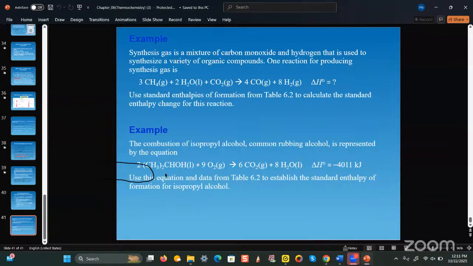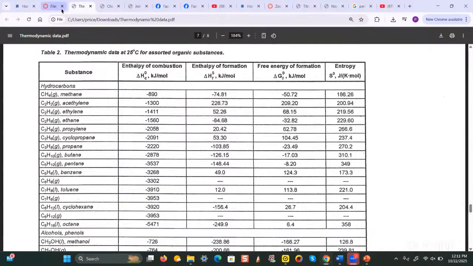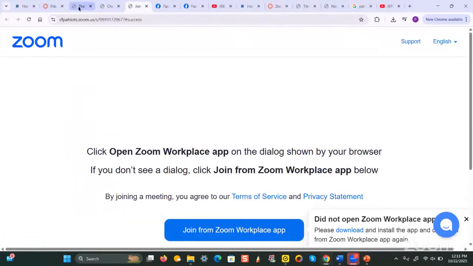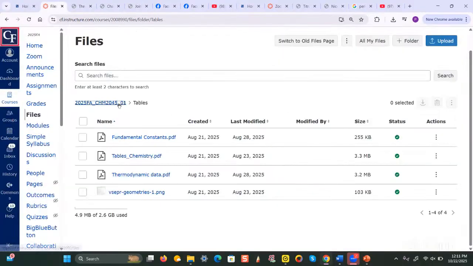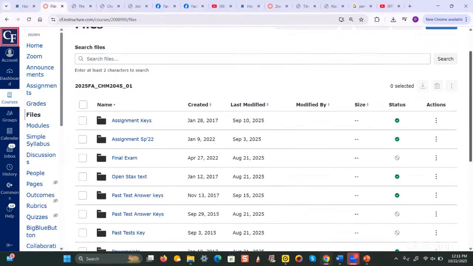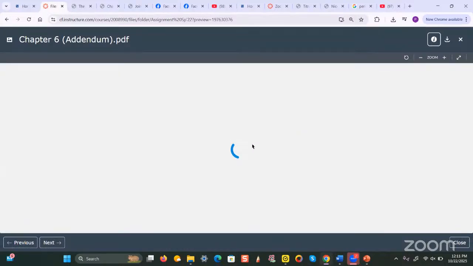Now, let me go to the assignment again. Clear this here. Okay, let me see. So let me go here. Okay, so let me look at the chapter 6 addendum.